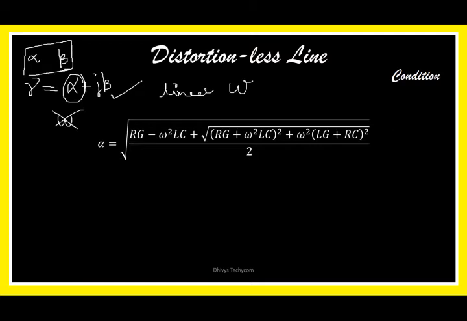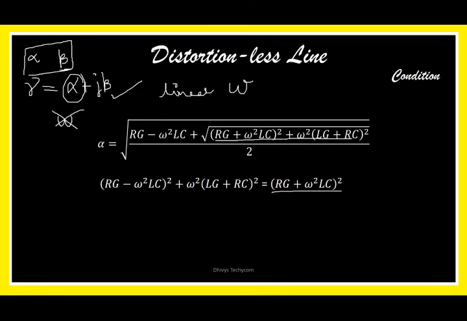The next important step is the condition derivation. You know what alpha is: it is the square root of Rg minus omega square Lc plus the square root of a particular term, divided by 2. From that, I'm going to take one important note, which is the term inside the square root. This term will be considered and equated to Rg plus omega square Lc.